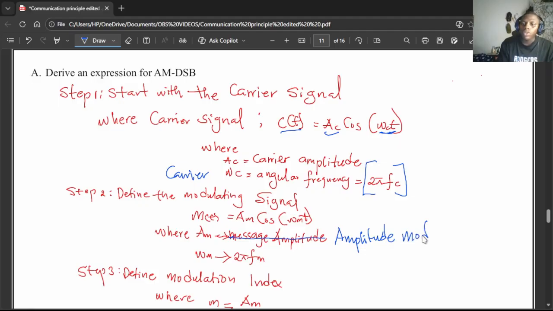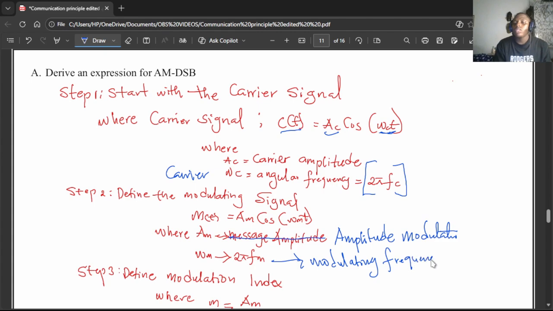Your modulated amplitude here is your Am, while your wm is no longer amplitude. It's now the modulating frequency. Take note. So this is your modulating frequency.